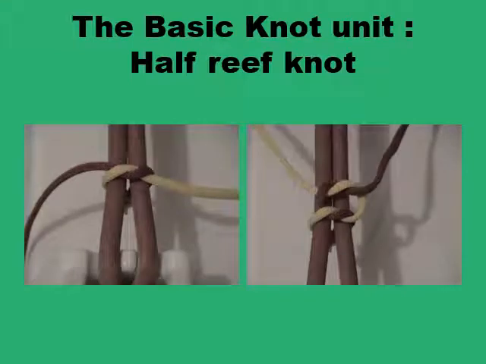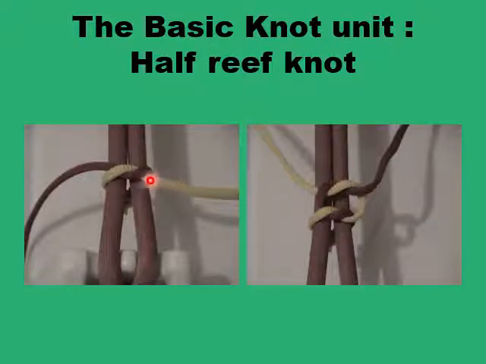The basic unit of a knot is this, the half-reef knot. This is a single strand of suture with different coloring at its ends. One end is colored red and the other is colored yellow, just for demonstrating the knot structure. If you wrap one end of the suture on the other, then you get this basic unit. And all knots are formed out of a multiplication of this basic unit.